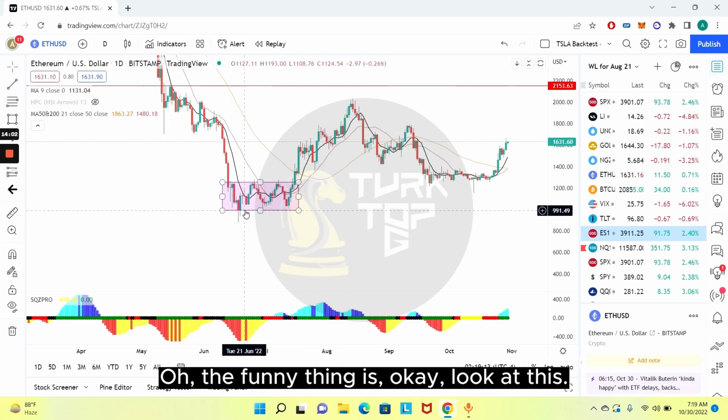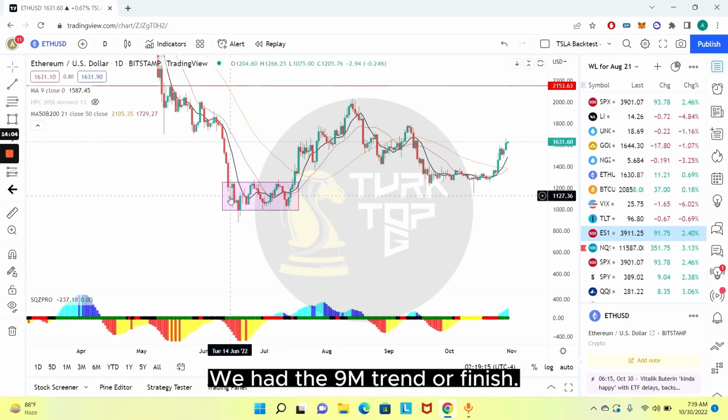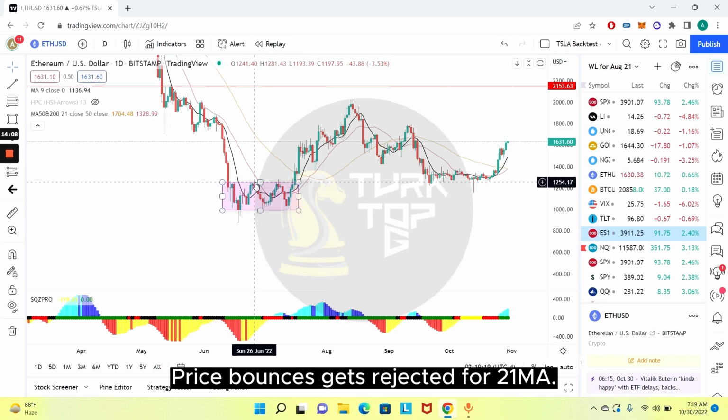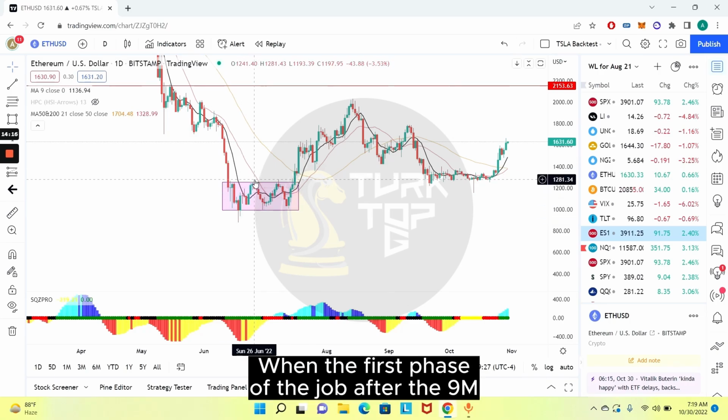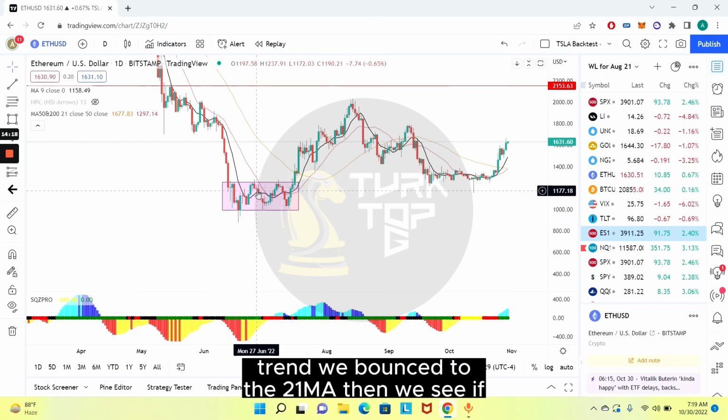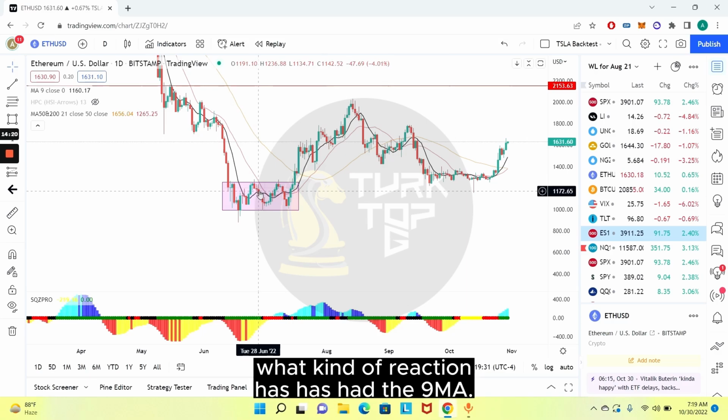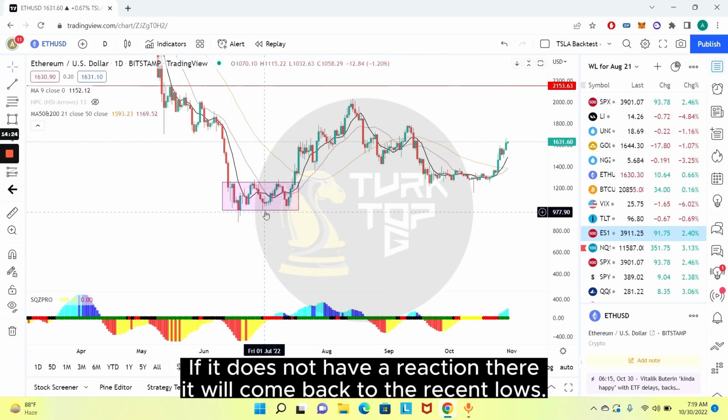The funny thing is, look at this. We had the 9 MA trend finish. Price bounces, gets rejected at the 21 MA. That means the chop has begun. When I say now we know the phases of the chop, in the first phase of the chop, after the 9 MA trend, we bounce to the 21 MA. Then we see what kind of reaction it has at the 9 MA. If it does not have a reaction there, it will come back to the recent lows, which it did.